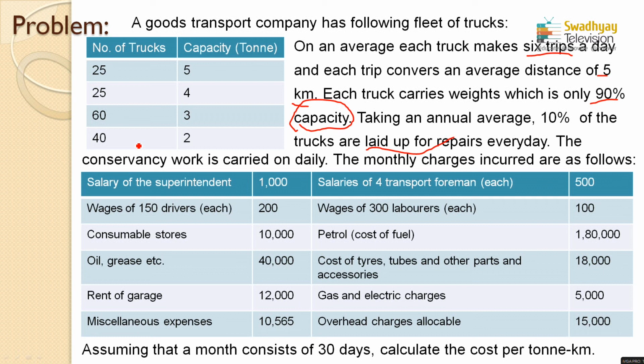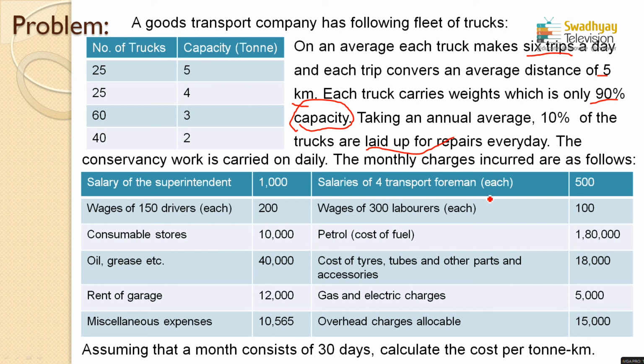Now a very important part is after this. Just see the right hand side, this fourth sentence: taking an annual average, 10% of the trucks are laid up for repairs every day. It means that 150 trucks are there, but 15 trucks are laid up for repairs every day. It means every day the company has only 135 trucks in working condition. The other trucks are not in working condition. So the company can use only 135 trucks for loading and unloading of goods from one place to another, because 10% of the trucks are not in working condition.